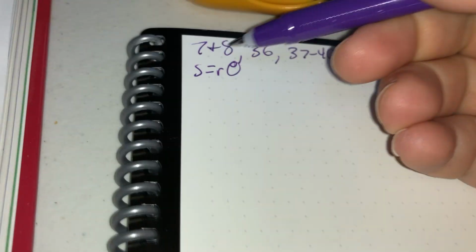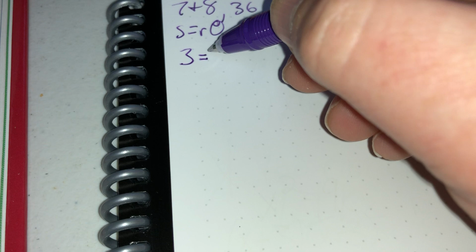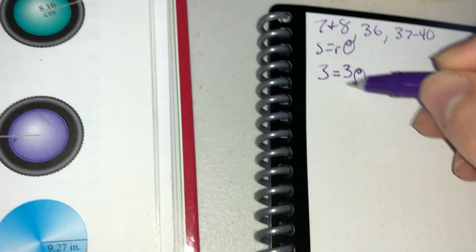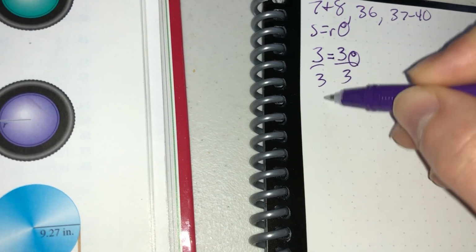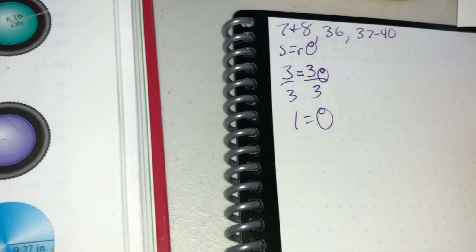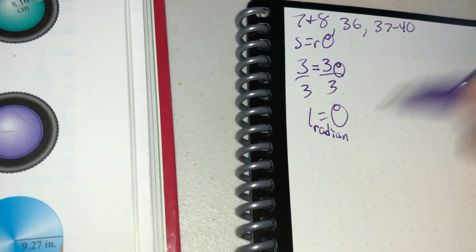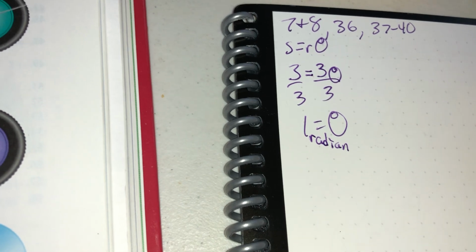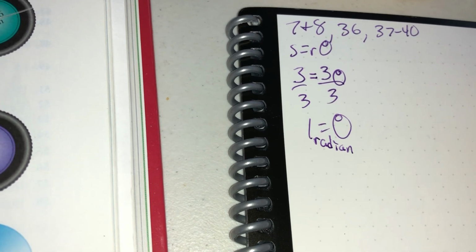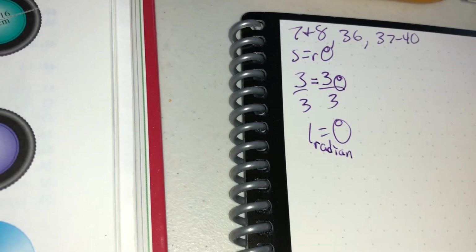Okay, so in my equation, s equals r theta, I'm just going to pop in a 3 for s. The radius was 3, and then I'm solving for theta. So in this case, I'm just going to divide both sides by 3. That means theta is just 1 radian. Units are kind of important here, so you want to remember to stick them on, because we're not dealing with degrees.